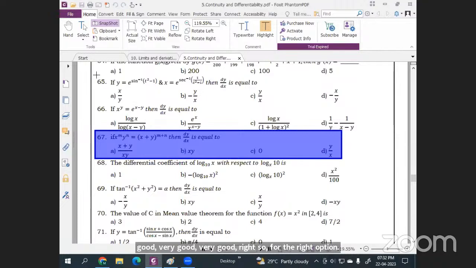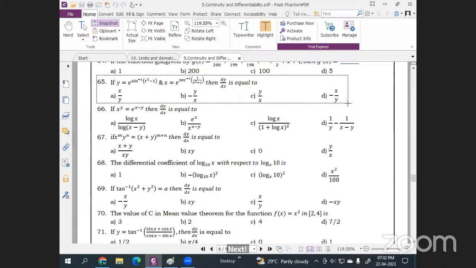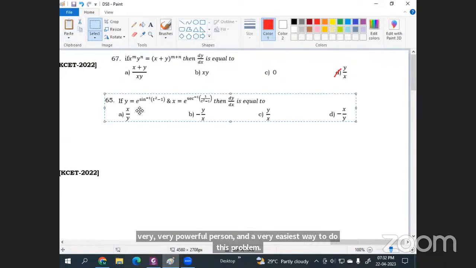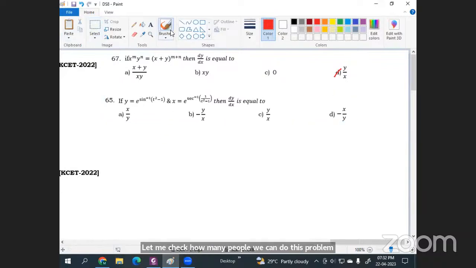Next. Question 65, a very powerful question and the easiest way to do this problem. Let me check how many people can do this problem. y equal to e power sine inverse of t square minus 1 and x equal to e power secant inverse of 1 by t square minus 1, then dy by dx equal to. Who can give the answer for this problem? Try and let me know what answer you got.